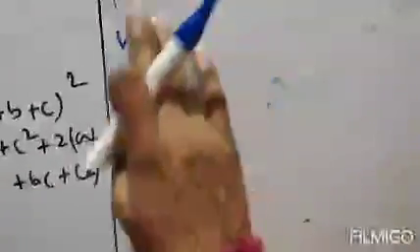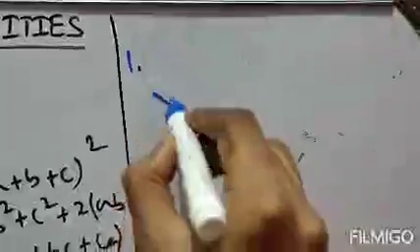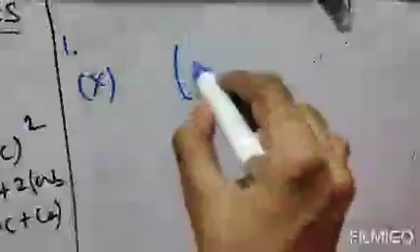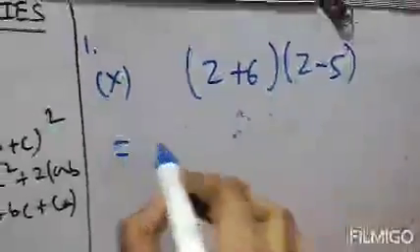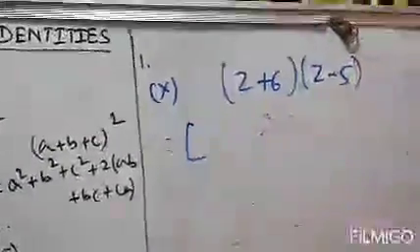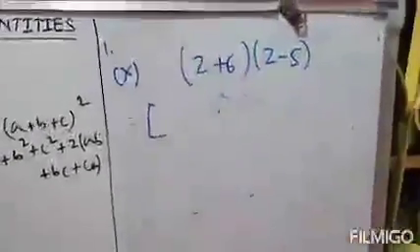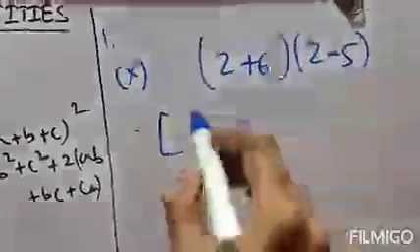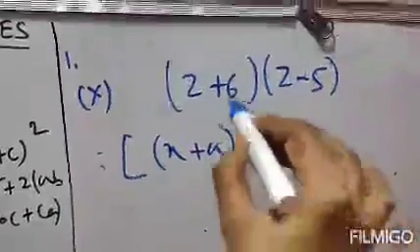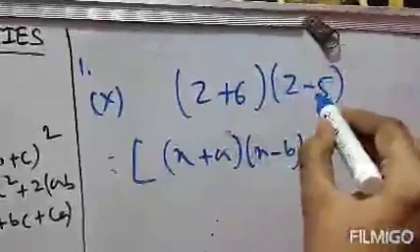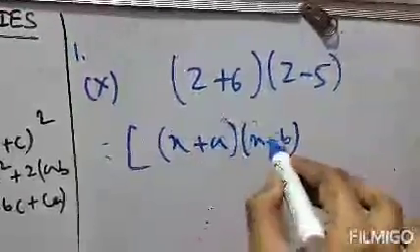Next question is question number 10. Question number 10 is z plus 6 and z minus 5. So see, here one is plus and one is minus sign. So which identity should be used? Here the identity should be x plus a and x minus b, because the first sign is plus and the second sign is minus. So here also the first sign is plus, second sign is minus.